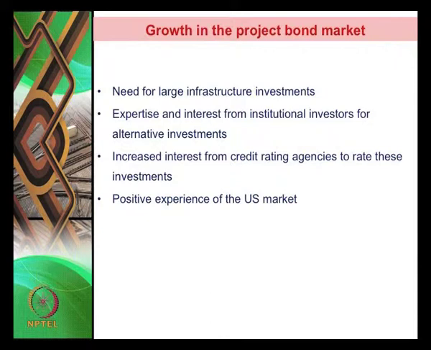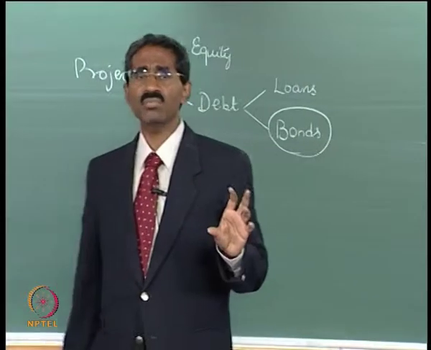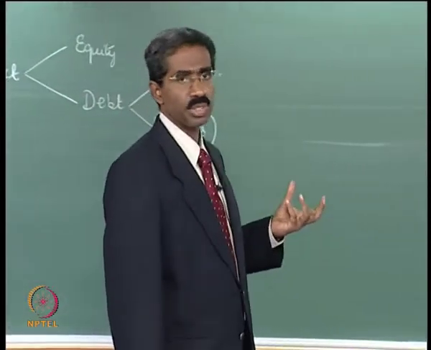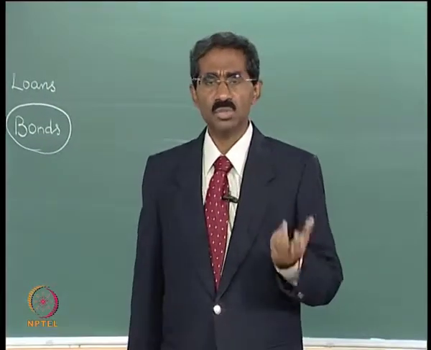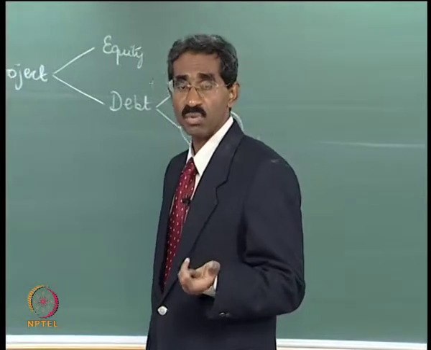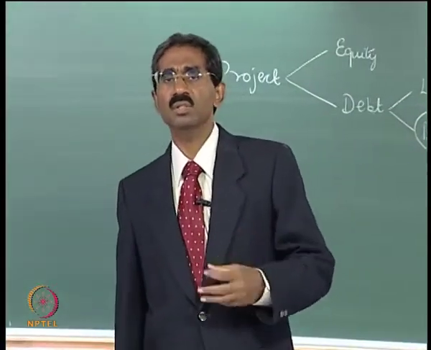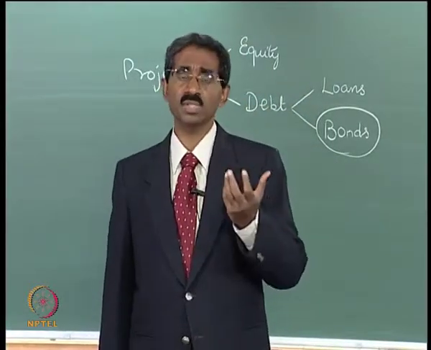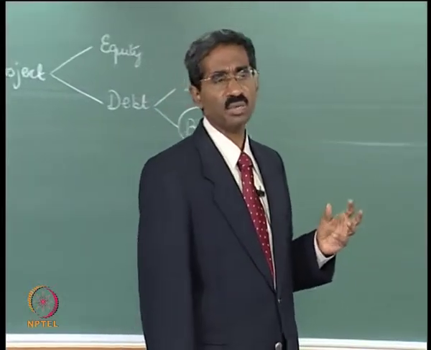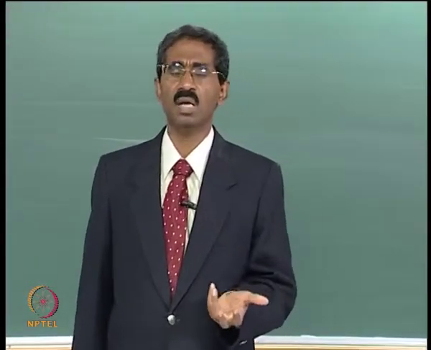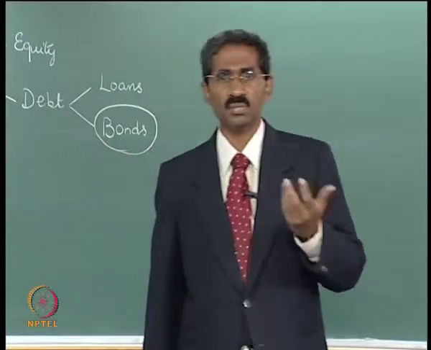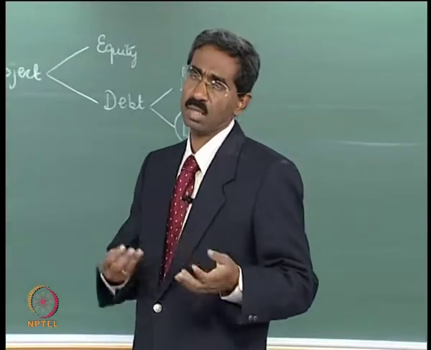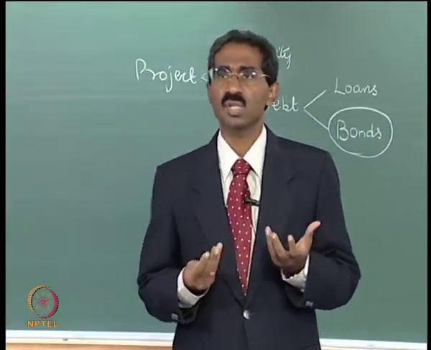Second, institutional investors are looking for alternative investment opportunities. In addition to the existing investment opportunities in the capital markets, institutional investors like pension funds, mutual funds, university endowments, and insurance companies are looking at investments in infrastructure assets. Over a period of time they have developed the expertise in understanding and evaluating the risks, and if there is a good investment opportunity today, they are willing to invest. So there is a demand from institutional investors to make these kinds of alternative investments.